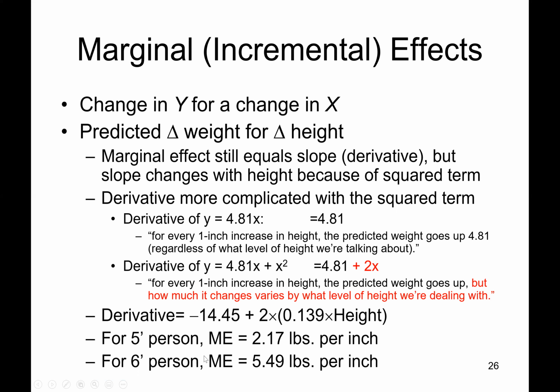For a 5-foot person, the marginal effect of height on weight is 2.17 pounds per inch. You can calculate that by plugging 60 into this equation: negative 14.45 plus 2 times 0.139 times 60. For a 6-foot person, the marginal effect is bigger. The marginal effect is 5.49 pounds per inch, which corresponds to the increased curvature in the line that I showed you.